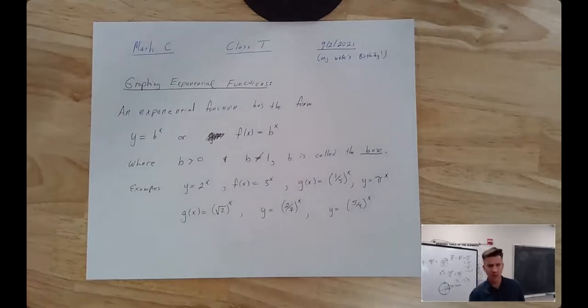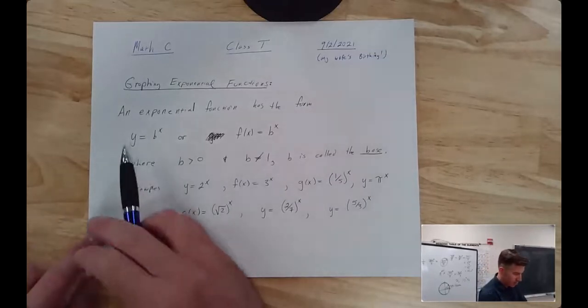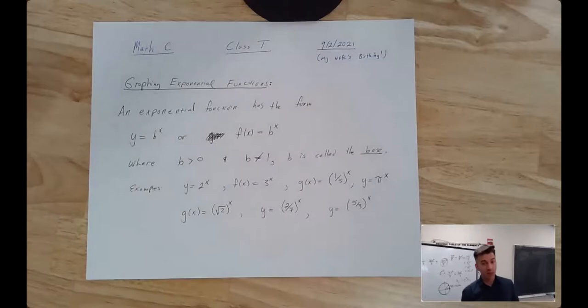Something I've noticed, not from you guys, but from other students this quarter, is I've had a few students in higher level math classes not say things correctly. Like I've had students say this is y equals bx. It's really important to say the "to the" part. If you don't say b to the x and you just say bx, people are going to think you mean multiplication.